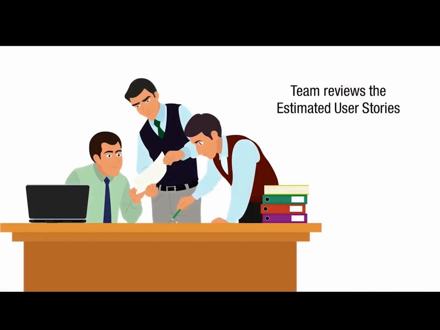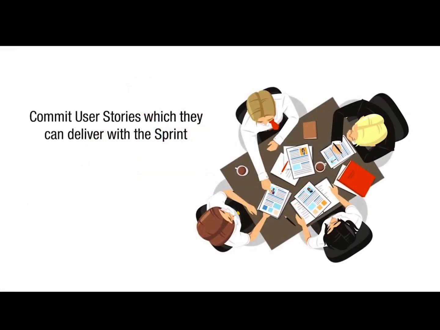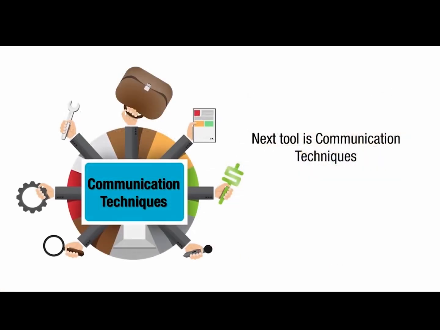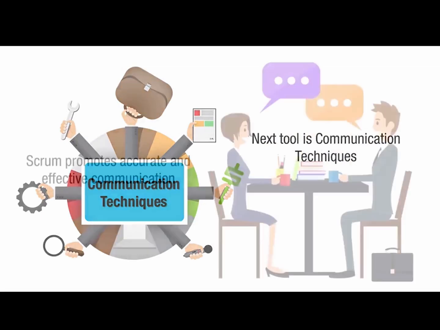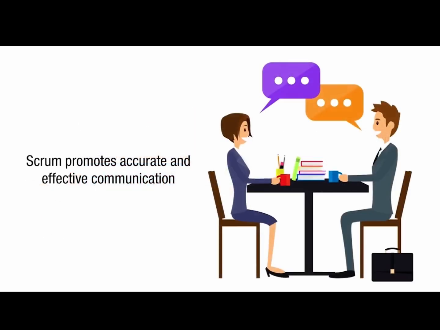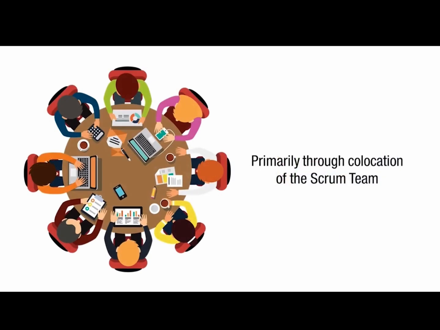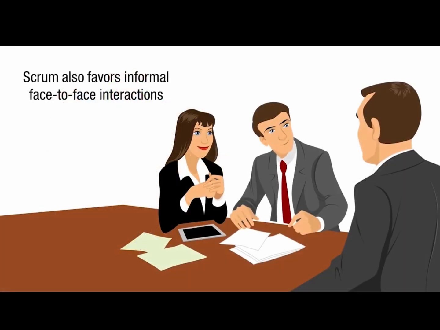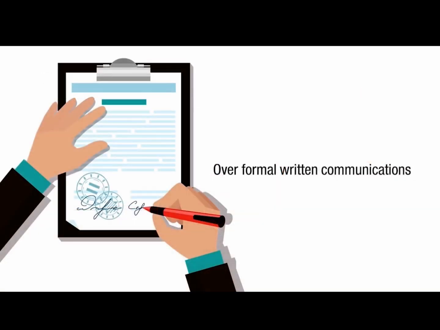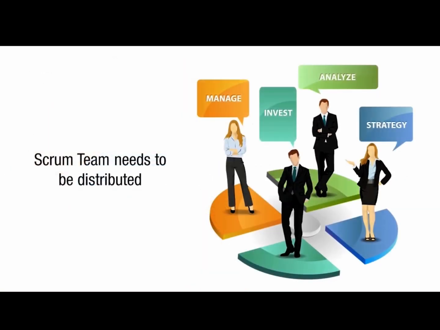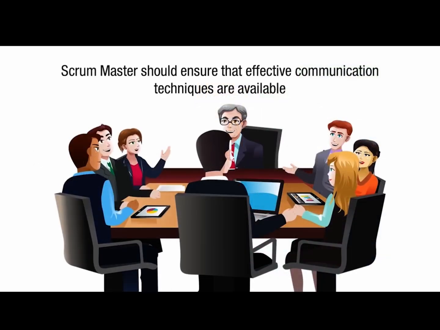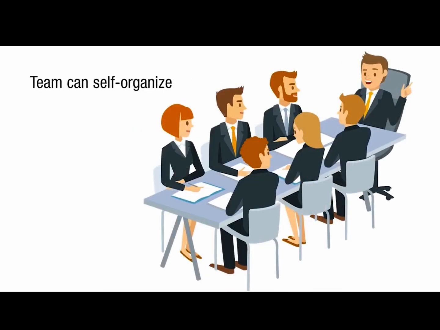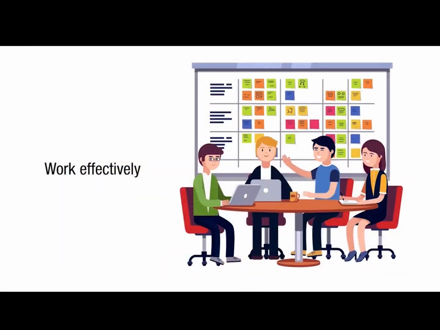The team reviews the estimated user stories in order to commit the user stories which they can deliver within the sprint. The next tool is Communication Techniques. Scrum promotes accurate and effective communication primarily through co-location of the Scrum team. Scrum also favors informal, face-to-face interactions over formal written communications. When a Scrum team needs to be distributed, the Scrum Master should ensure that effective communication techniques are available so that the team can self-organize, collaborate, and work effectively.